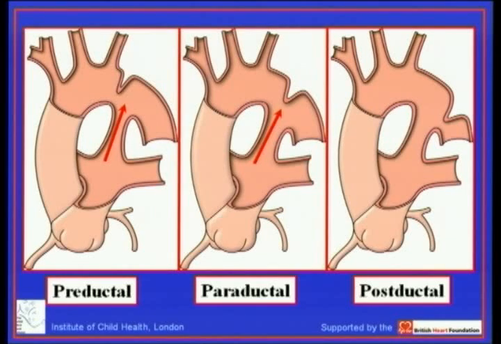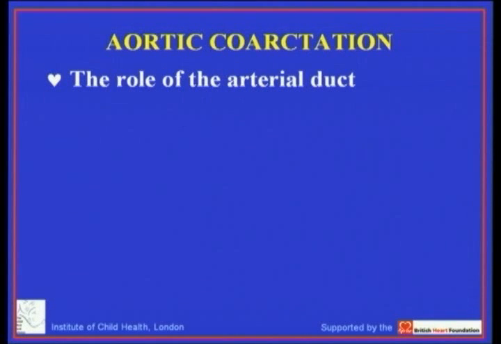And then, exceedingly rarely in my experience, but much more frequent in clinical practice, is to find the situation where the waist or the shelf is in post-ductal position, so the duct is pointing into the ascending component of the aorta. Now, key to all of this is the role of the arterial duct.